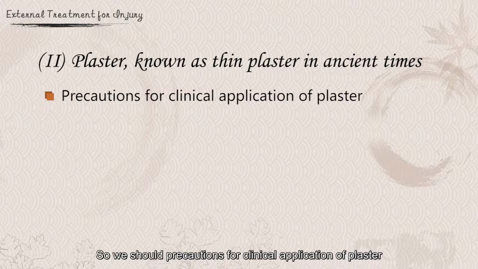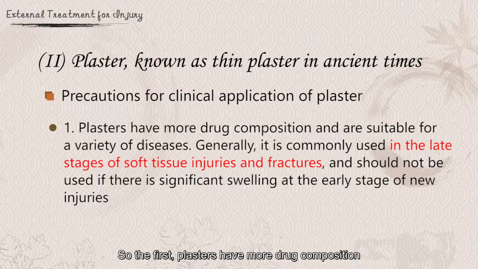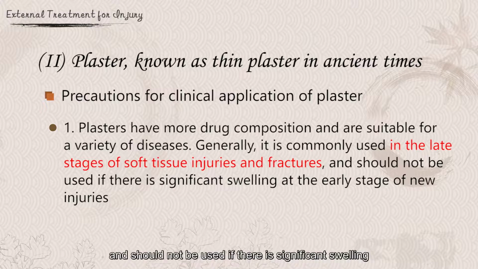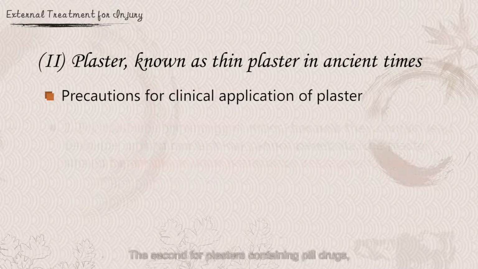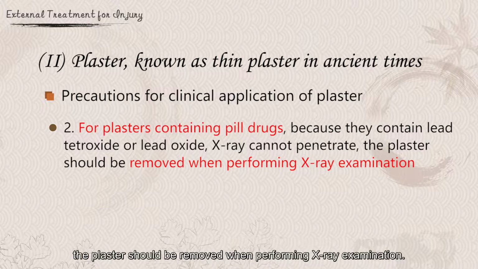So we should note the precautions for clinical application of plaster. The first, plaster has more drug compression and is suitable for a variety of diseases. Generally, it is commonly used in the late stages of soft tissue injuries and fractures, and should not be used if there is significant swelling at the early stage of new injuries. The second, for plasters containing pill drugs, because they contain lead tetroxide or lead oxide, X-ray cannot penetrate. The plaster should be removed when performing X-ray examination.